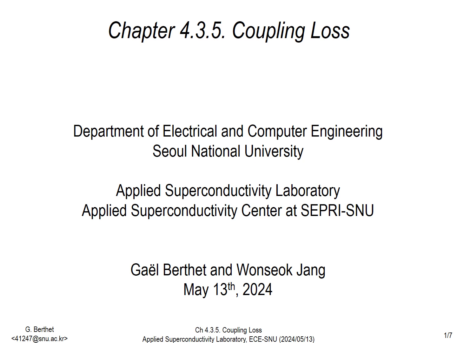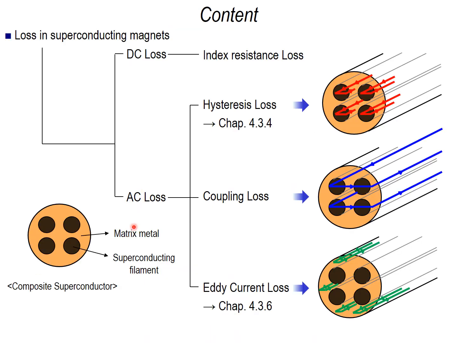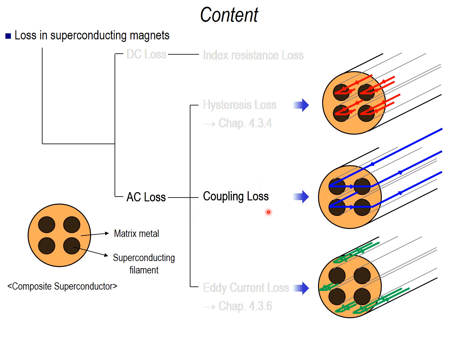Welcome back to the course on superconductivity. Today we're going to talk about coupling loss. In superconducting magnets, there are 4 sources of loss, classified in 2 groups, DC and AC losses. The subject of today's video is coupling loss, one of the AC losses.